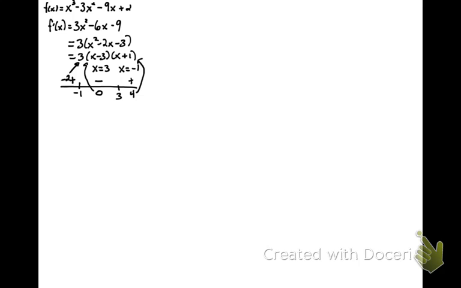I know that the function is increasing. So f of x is increasing on the interval from negative infinity to negative 1. Why do I know that? Because the derivative is positive. I also know that it's increasing from 3 to infinity. What's my reason? Because the derivative is positive. I know the function is decreasing on the interval negative 1 to 3. What's my reason? Because the first derivative is negative on that interval.